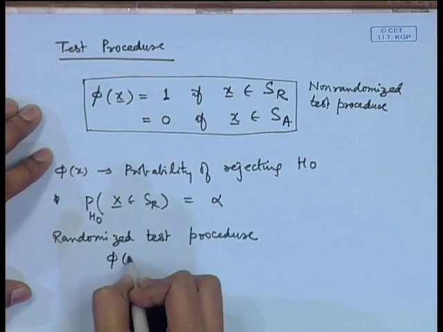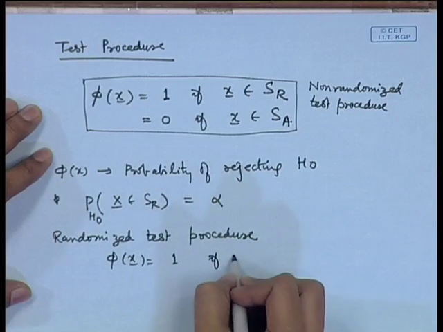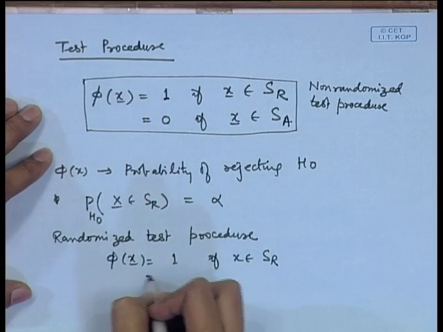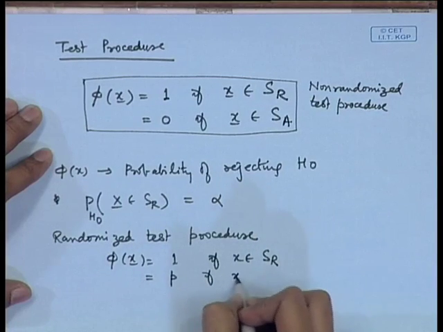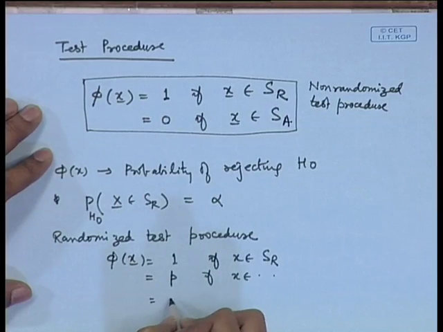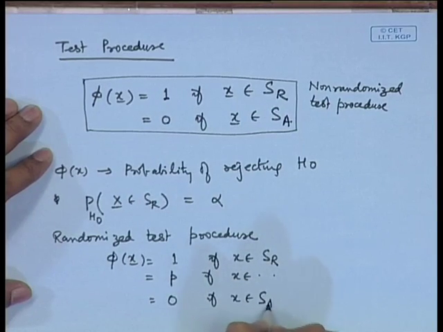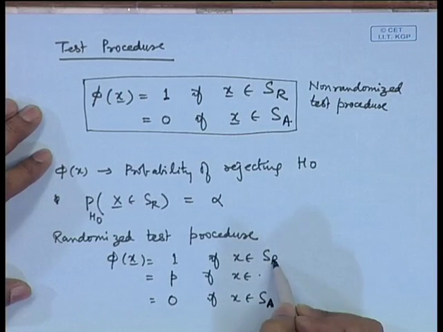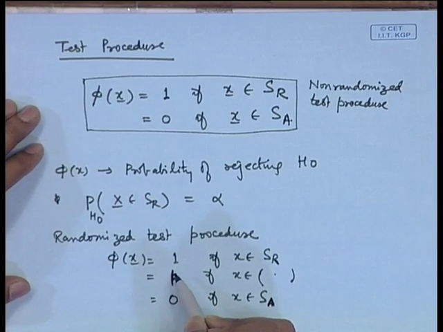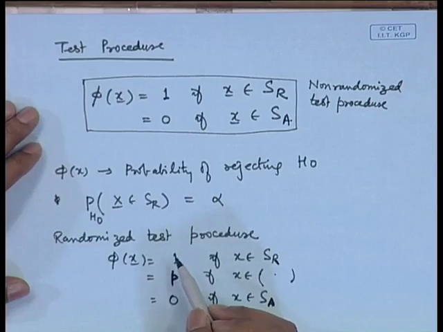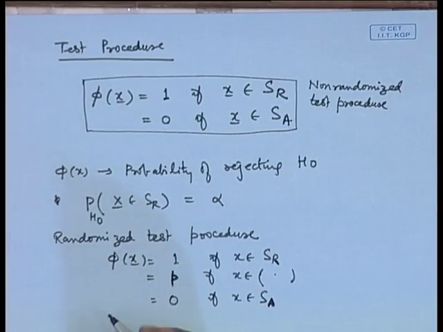Where we may take say phi x is equal to 1 if x belongs to S r, it is equal to some value, let me call it p, if x belongs to the remaining region, and 0 if x belongs to S a. So, what has happened here? That means S r and S a are not exhaustive. So, we have a region where we reject with probability p and accept with probability 1 minus p.